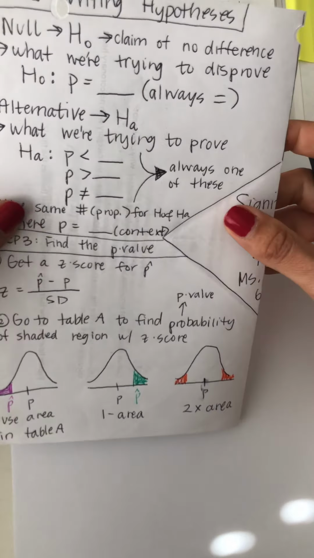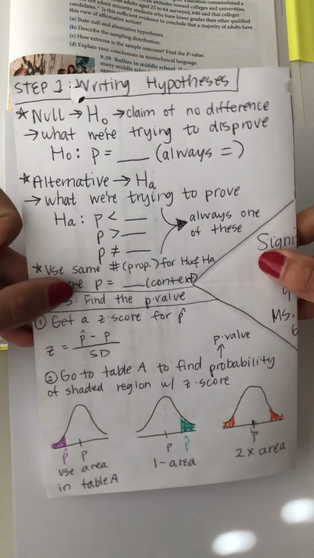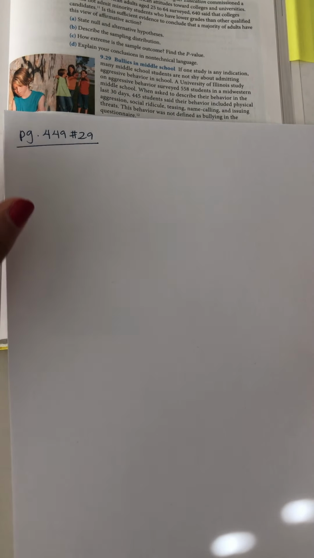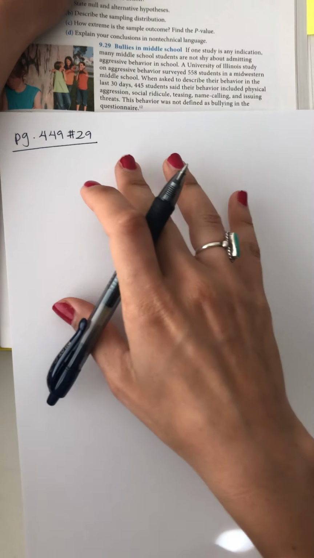Hi guys, this is a video tutorial of number 29 from your homework. I have out my graphic organizer because this helps so much, and I'm going to be walking you through the problem. So 29 talks about bullying.